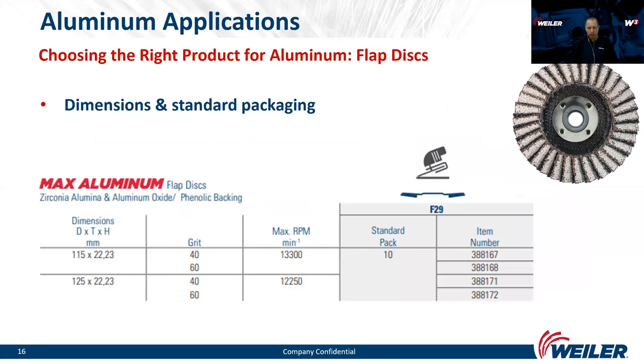Currently, from our regular production, you can order dimensions 115 and 125 millimeters. Flap disc can be used for cast or welded parts of all aluminum alloys and fits all types of angle grinders.